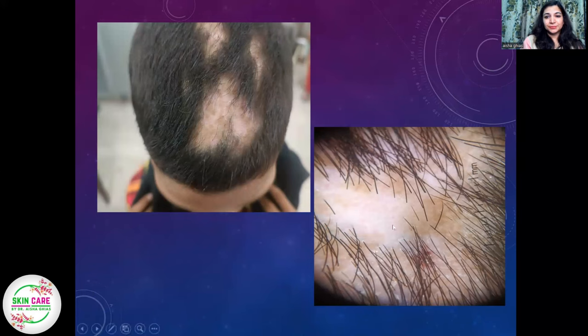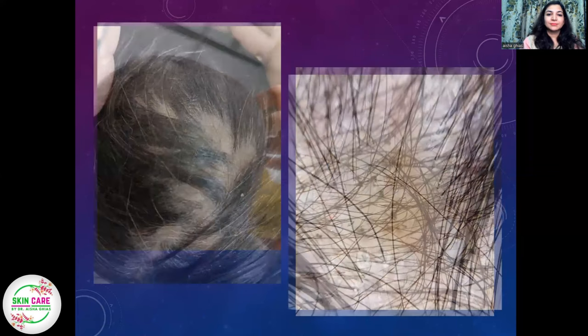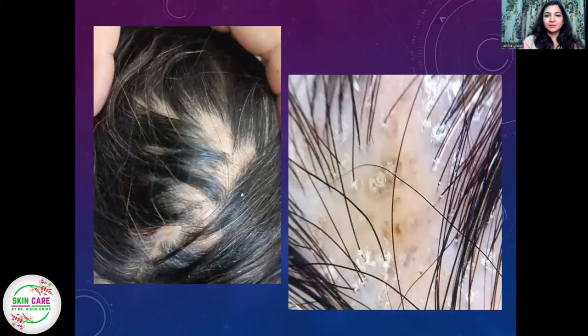Scarred area with no hair follicles or hair, probably as a result of some treatment that he might have taken. Case number 10, diffuse thinning of the hair. What do you see on trichoscopy? Case 11, the coiled hair.